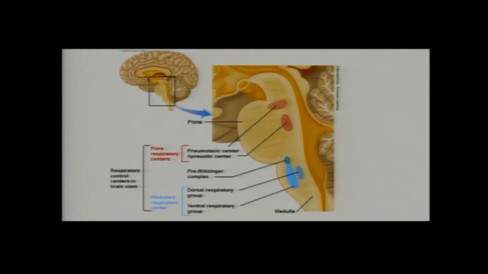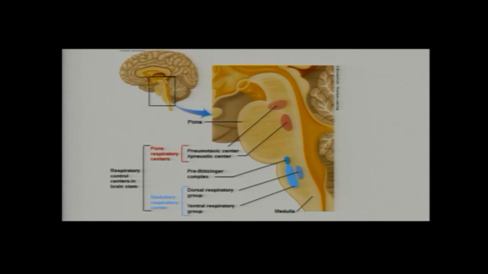Okay. So within the medulla, we have what are called nuclei, which are areas where there are a lot of cell bodies. Okay? And there's a nucleus that lies dorsally, called the dorsal respiratory group. There's a nucleus that lies ventrally, called the ventral respiratory group. And then we've got one on top called the pre-Botzinger complex. Okay?